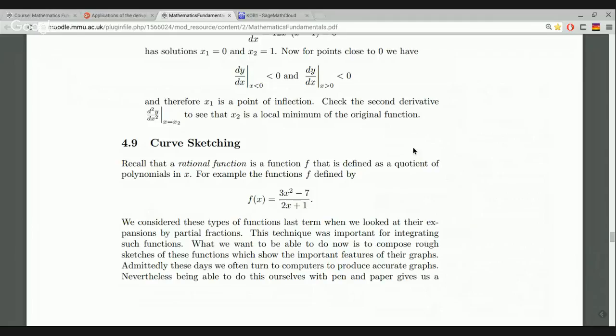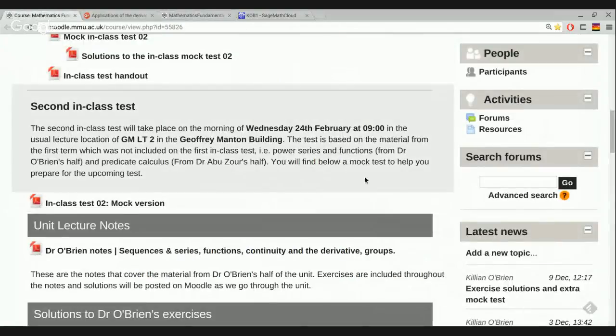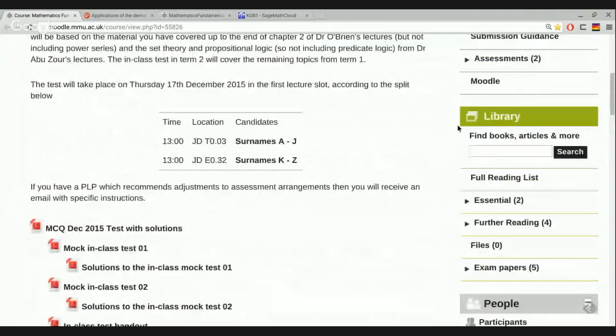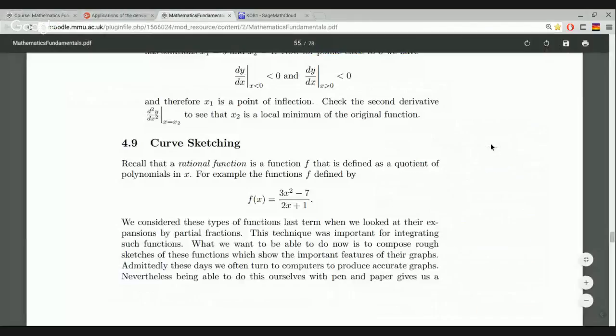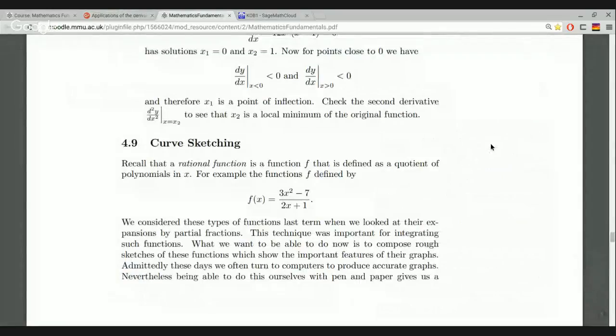There's more than you're going to get through in the space of the tutorials. I've done that on purpose to give you plenty of work to do. You can find yet more practice questions and more worked examples in the Schaum's Outline of Calculus book. That book is linked from the library block on the right hand side of the Moodle area, see here, Calculus. If you click through that, it goes to the library website, and you can access an online version of that. There's a lot more material there as well.